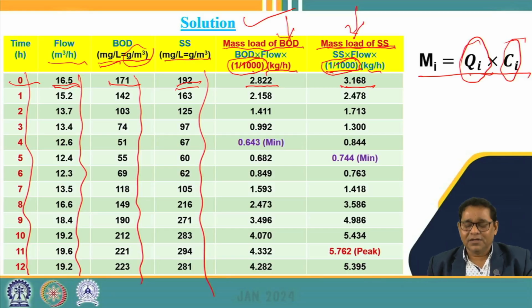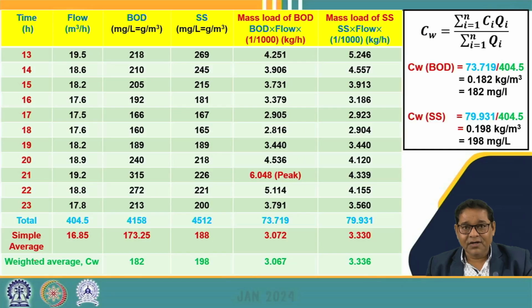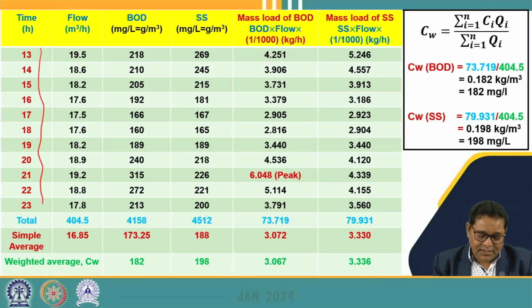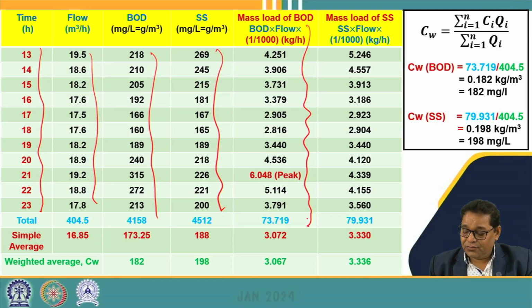This is basically the type of calculation we perform for all time periods starting from 0 up to 24 hours using this formula. So here this is for 0 to 12 hours. Similarly, we have done the calculation for other time periods up to 24 hours, with the flow rate data, with the BOD level data and the suspended solid data. So in this table, we have calculated the mass load due to BOD. Here, similarly, is the mass load of suspended solids.